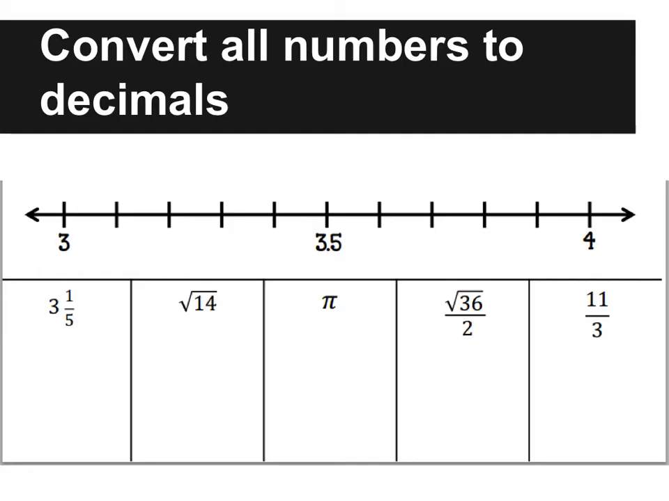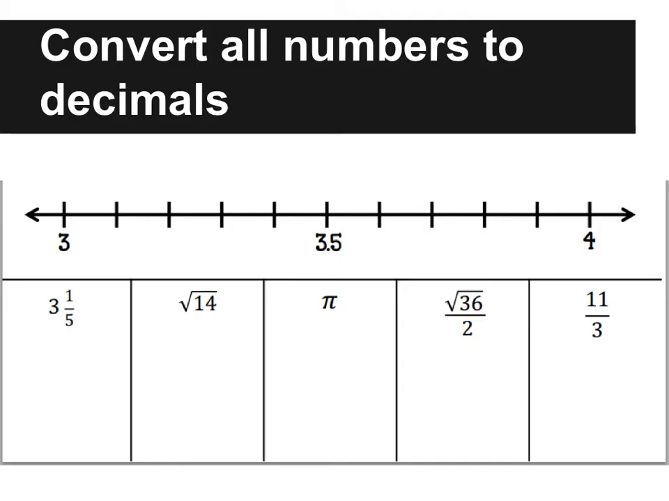If you'll open up your ordering numbers foldable, we're going to look at our numbers. We have 3 1/5, square root of 14, pi, square root of 36 divided by 2, and 11/3. To put these in ascending order from least to greatest, we're going to use a number line, and notice our number line goes from 3 to 4, and it has 10 spaces between there, so each of those marks represents a tenth.